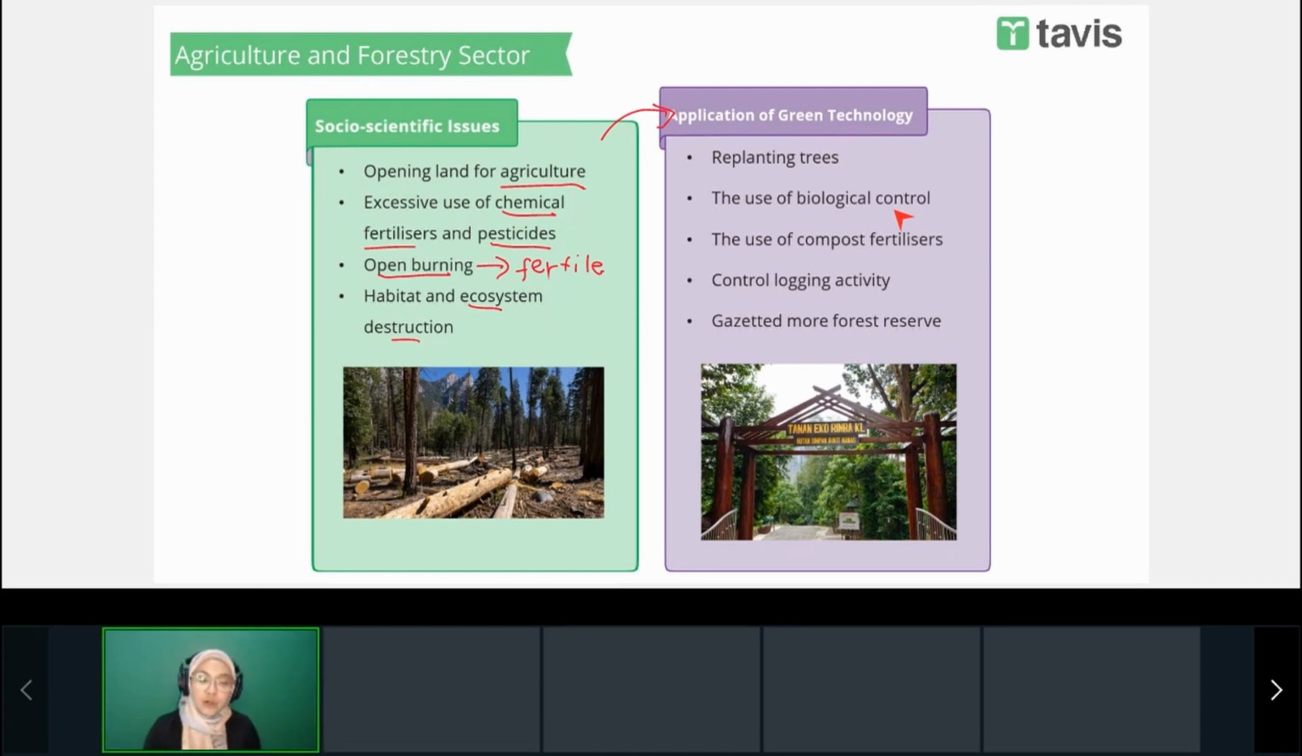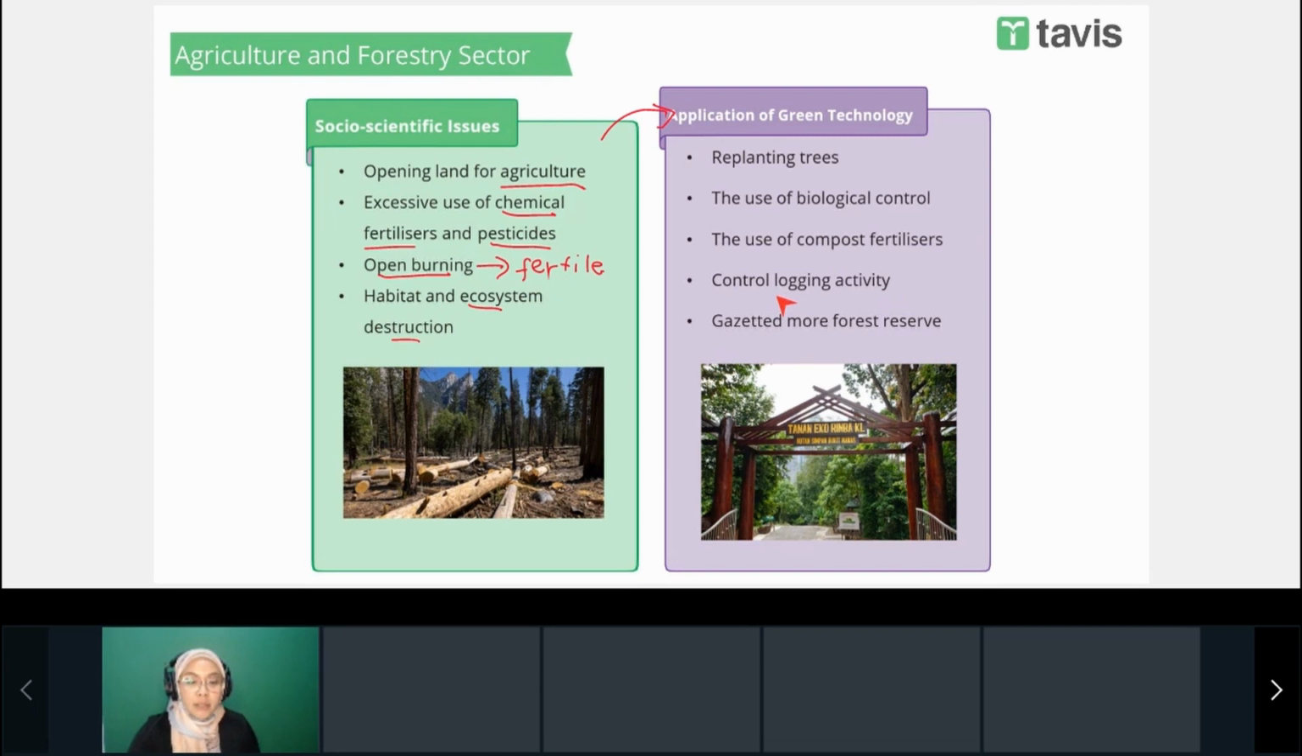Okay, biological control is a situation, let's say in a paddy field, where you don't have to use pesticides. To replace the pesticide, you put in a predator for your prey. In a paddy field, there are a lot of rats, so the predator for the rats is either a snake, an eagle or an owl.